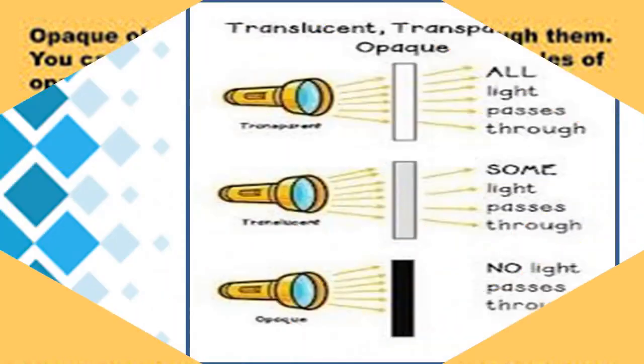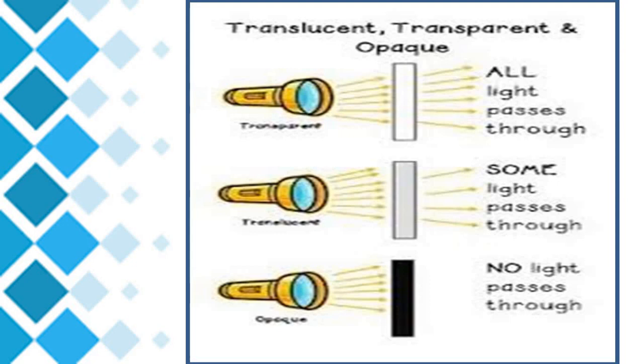Okay, so in short you can say that transparent objects allow all light to pass through them. So we are able to see clearly through transparent objects. Whereas translucent objects allow only some light to pass through them. So we are able to see the things partially. Whereas an opaque object does not allow any light to pass through it. That is why we are not able to see anything through an opaque object.